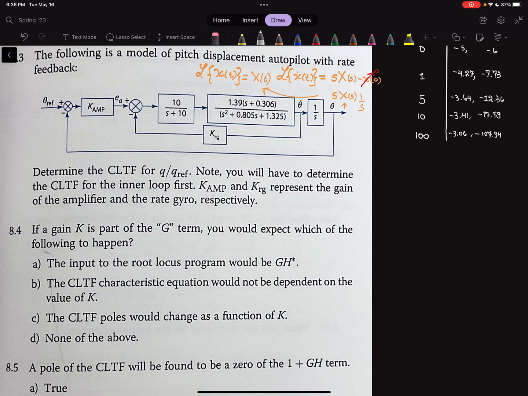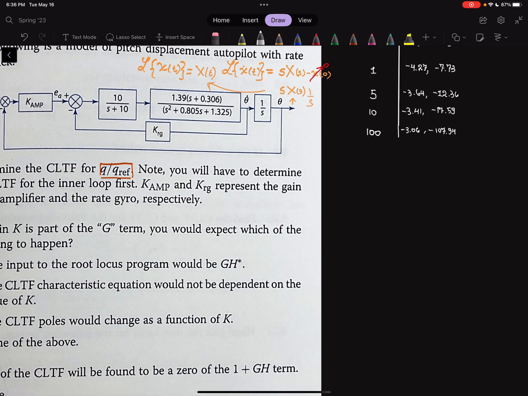Determine the closed loop transfer function for q over q ref. I'm not sure what this means. Note you will have to determine the closed loop transfer function for the inner loop first. So the inner loop is this guy over here. That's the inner loop. K-amp and KRG, which are over here, represent the gain of the amplifier and the rate gyro, respectively.